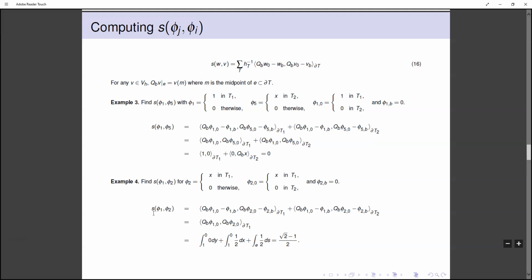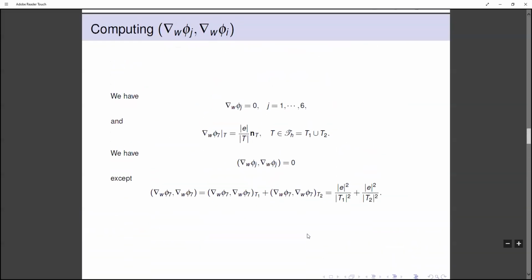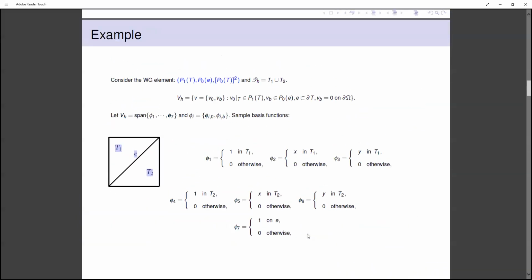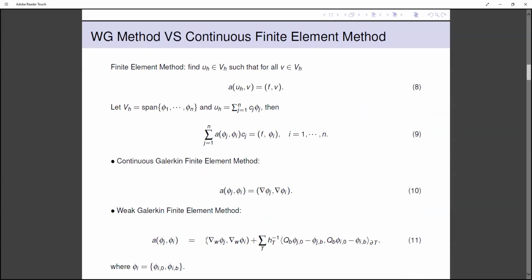So that tells you what S(V1, V2) is. So far, we were able to compute this one and this one. In other words, we know how to compute this one. So we can form a linear system here, then solve it. We're going to show that this linear system is symmetric, positive definite. You solve it, find Cj, then you find your WG finite element solution.